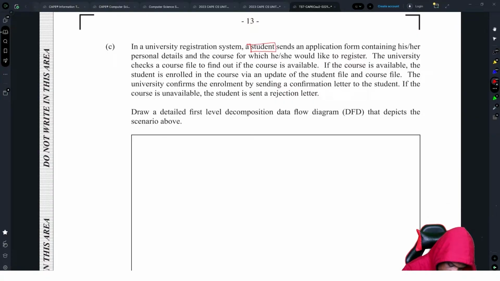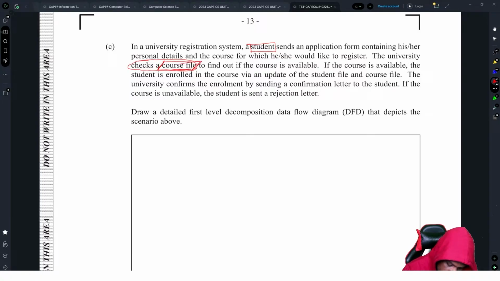A student sends an application form containing his or her details and the course which they'd like to register. The university checks the course file. So we're looking for the verbs here. Checks the course file. This is going to be check the course file. That is a process to find out whether the course is available. So the course file is definitely going to be what's called a file.